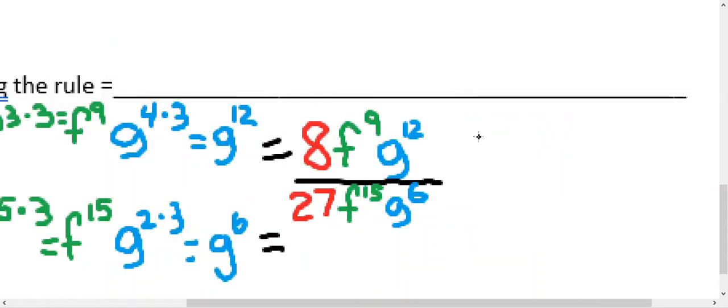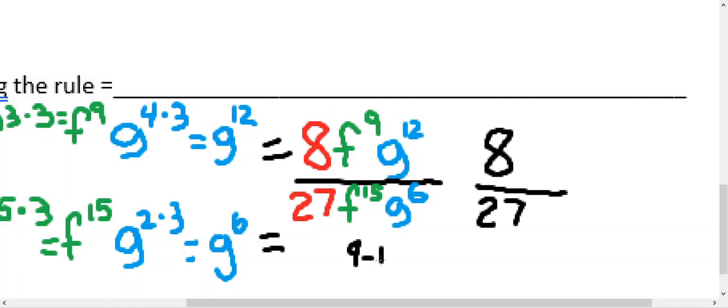So now I can simplify this more. So 8 divided by 27, those are numbers, I can just divide those. When we divide them, we get a big long decimal, so we can just keep it as a fraction, 8 over 27. Now I can do my f variable. Remember, we do numerator minus denominator. So 9 minus 15. 9 minus 15 gives me negative 6. So since it's a negative, I'm going to put it in the denominator of my fraction to make it positive. So I have a positive 6.